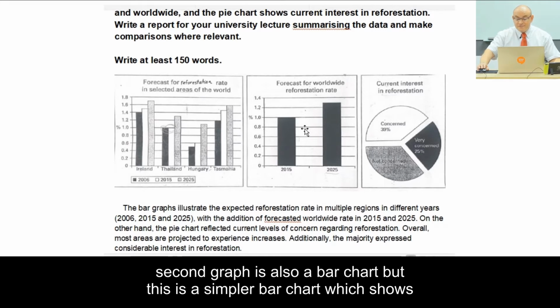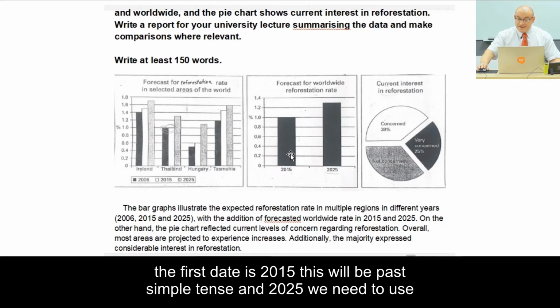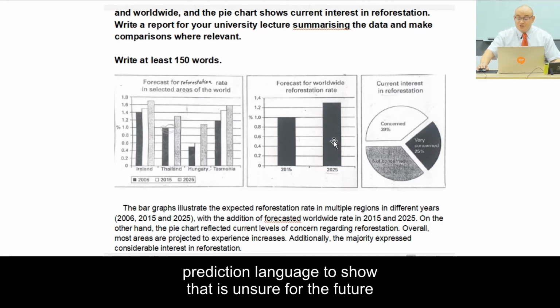The second graph is also a bar chart, but this is a simpler bar chart which shows the worldwide reforestation rate. That means the whole of the earth. And again, the first date is 2015. This will be past simple tense. And 2025, we need to use prediction language to show that it's unsure for the future.